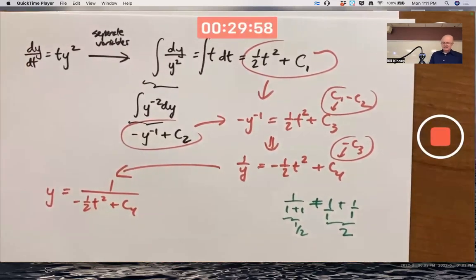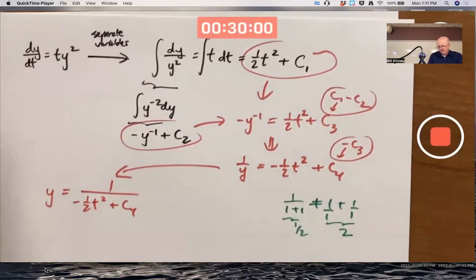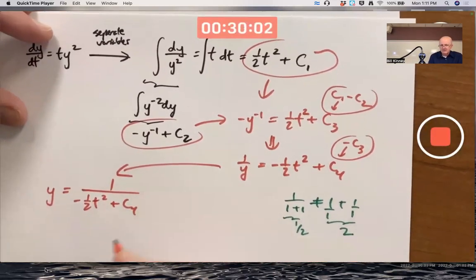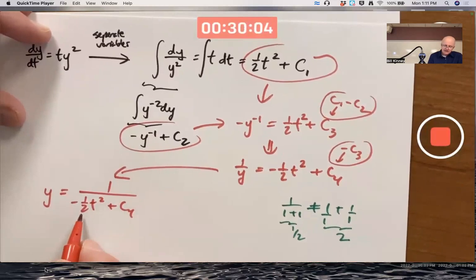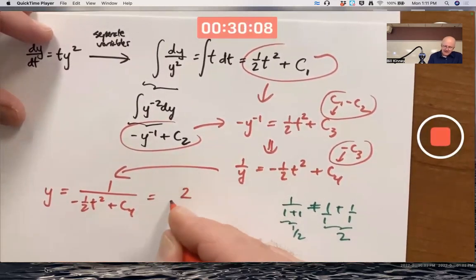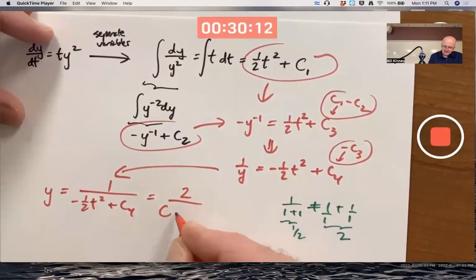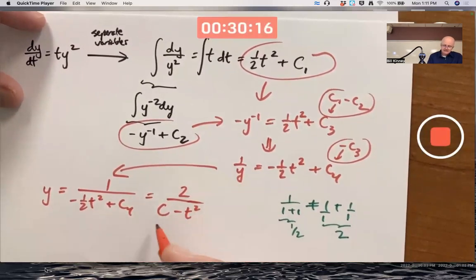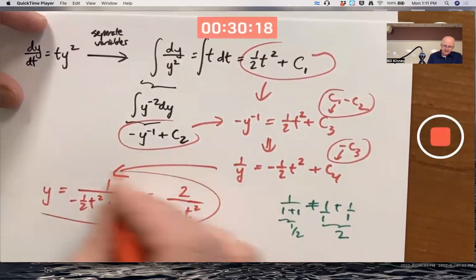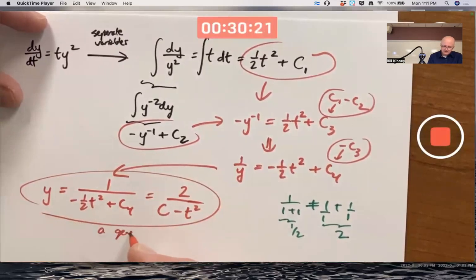It's also nice maybe to get rid of the fractions within fractions. So I'm also going to multiply the top and the bottom by 2. So I cancel the 2 down there. And I think I'll say 2c4, I'll just call it c, and I'll also put the minus t squared over here. So this is a general solution.